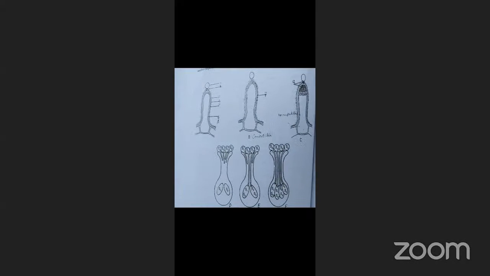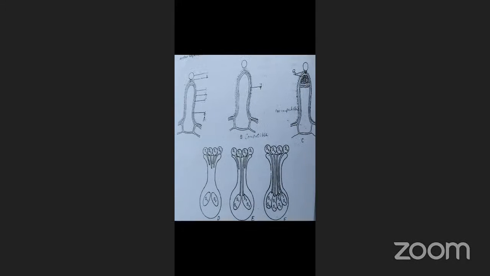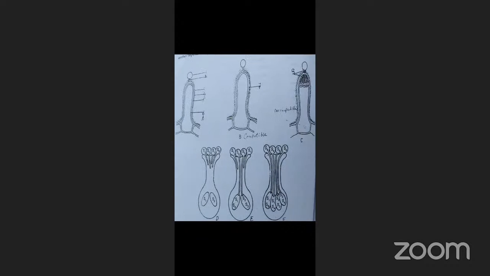So here, pollen stigma interaction. The next one is the pollen tube style interaction.